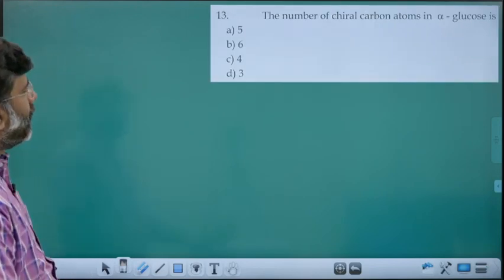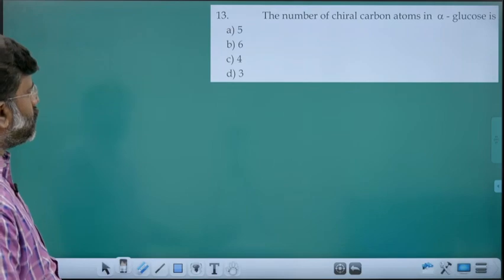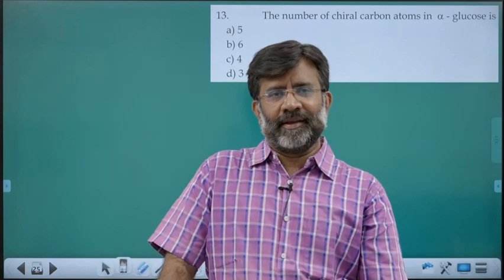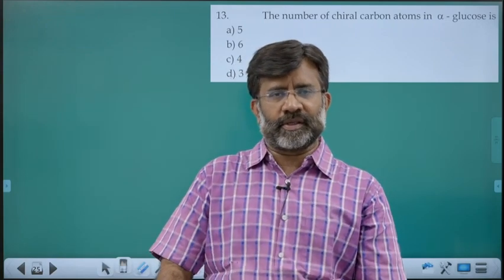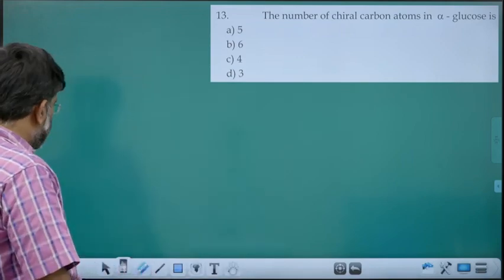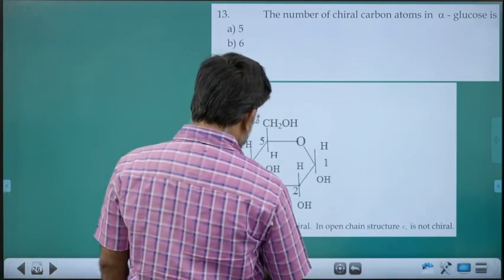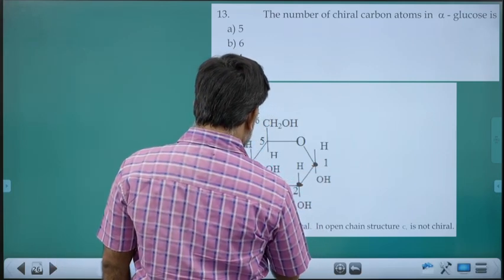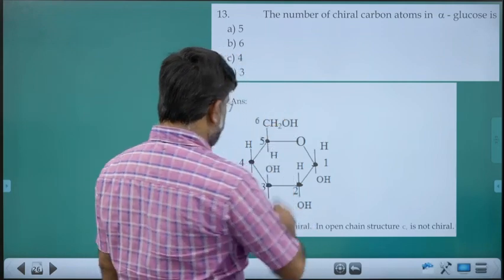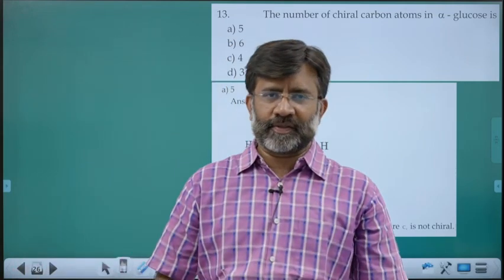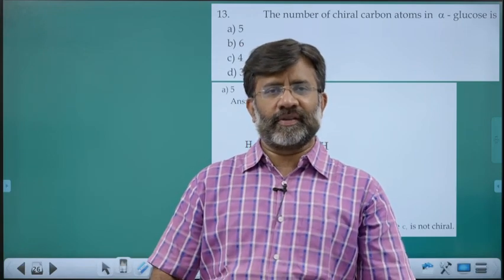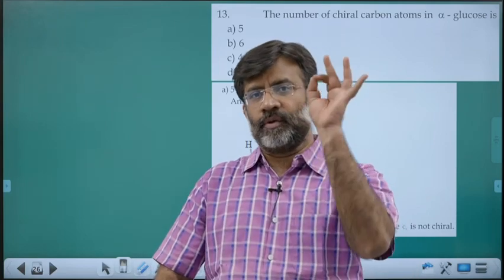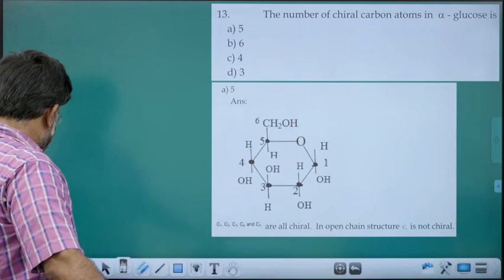Next. Number of chiral carbon atoms in alpha glucose is. How many chiral carbon atoms are there? In the open chain, 4 chiral carbon atoms. In the closed chain, 5 chiral carbon atoms. And the answer is 5. This is the glucose structure, and the chiral centers are 1, 2, 3, 4, 5. So if 4 and 5 are given, you must select 5 because it mostly exists in the cyclic pyranose structure. Okay, and there are 5 chiral centers. Next.